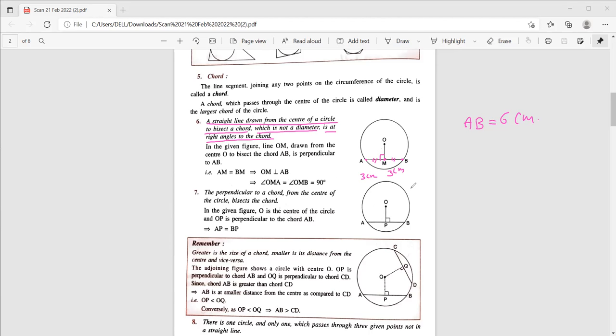Tell me, students, have you all followed this particular thing? Have you all followed it? Yes, sir. This is important. You will all make a note of it.